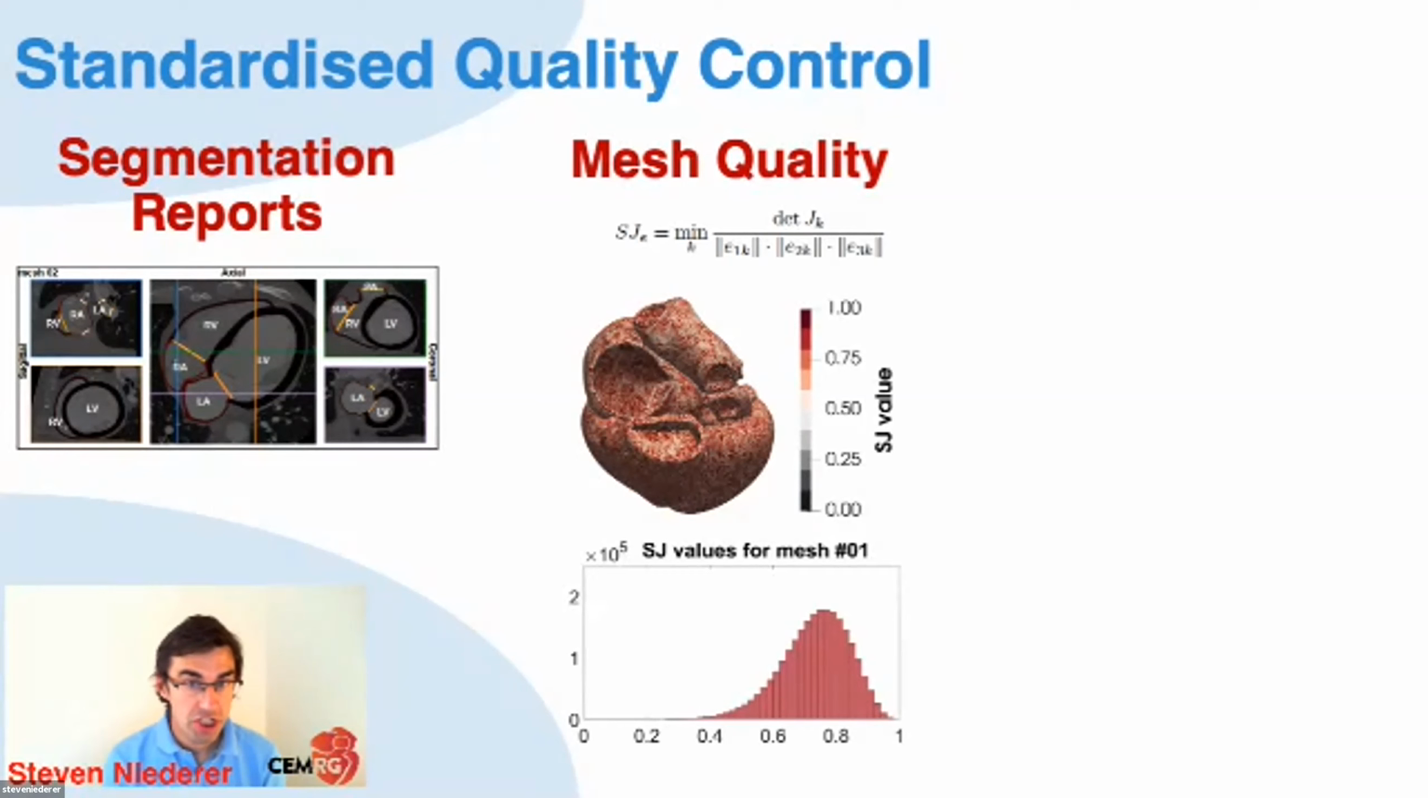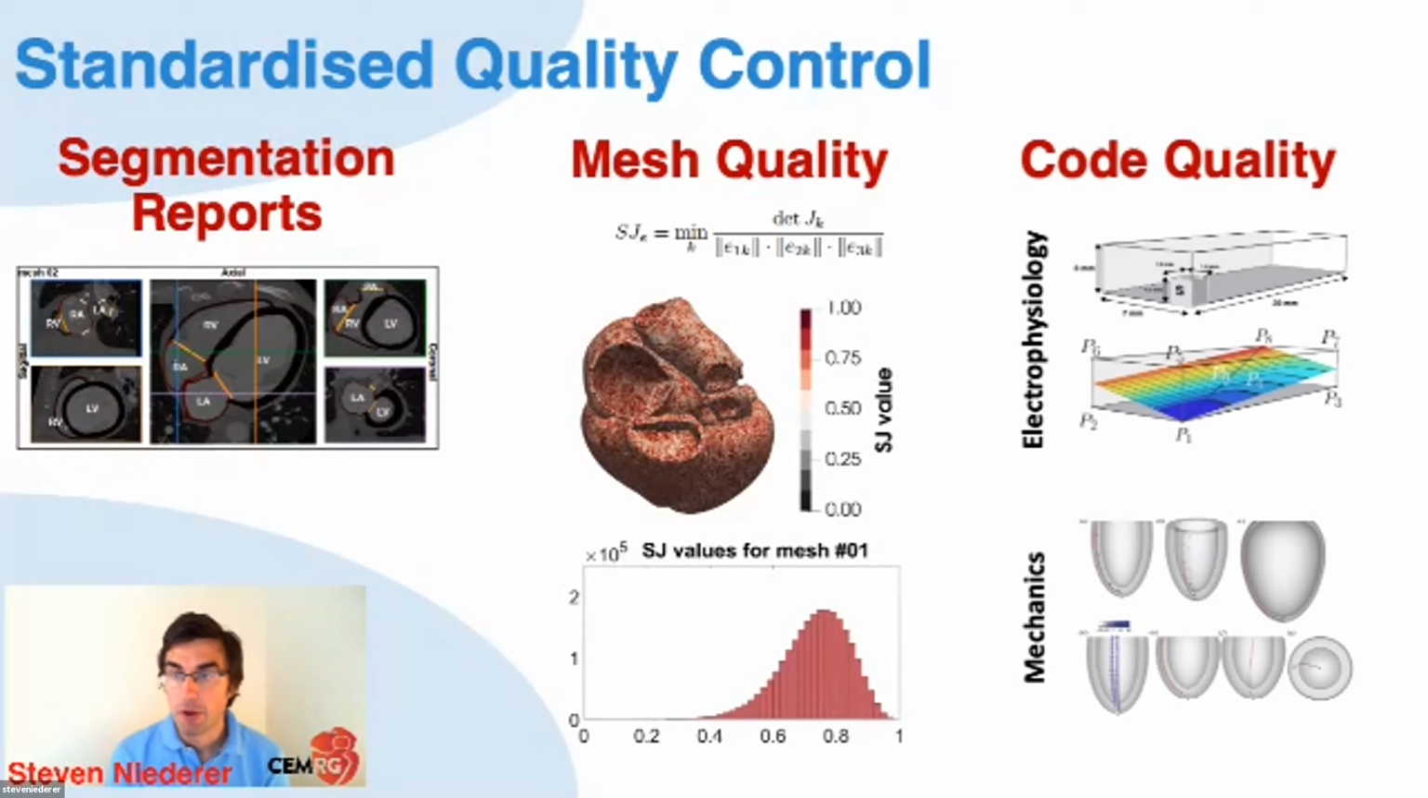We have mesh quality checks, so we're looking at how regular the tetrahedra are, and we're trying to produce these for each of our patients so that we can get an idea of the distribution of the mesh quality. And also another area that's close to my heart is code quality.